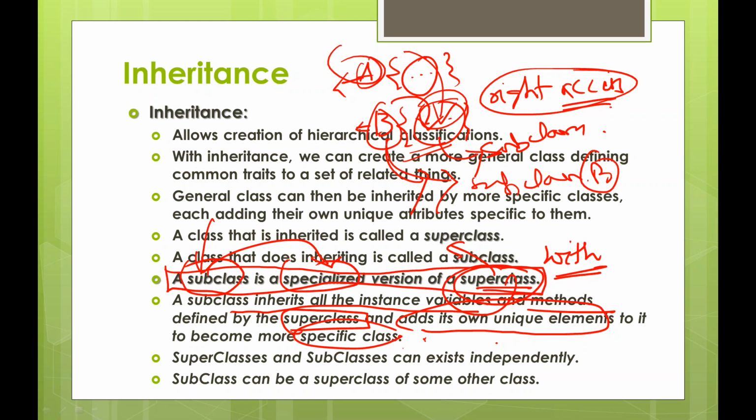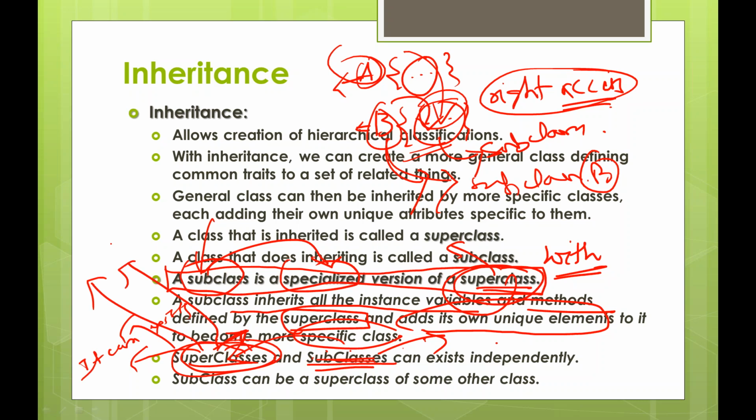Not only that, you can use the superclass on its own. It exists on its own. You can use the subclass on its own as well. When a subclass inherits a superclass, it does not mean that it cannot exist independently. It can exist independently. Or some other class, which is not a subclass of this particular class, can use the superclass as any other normal class.